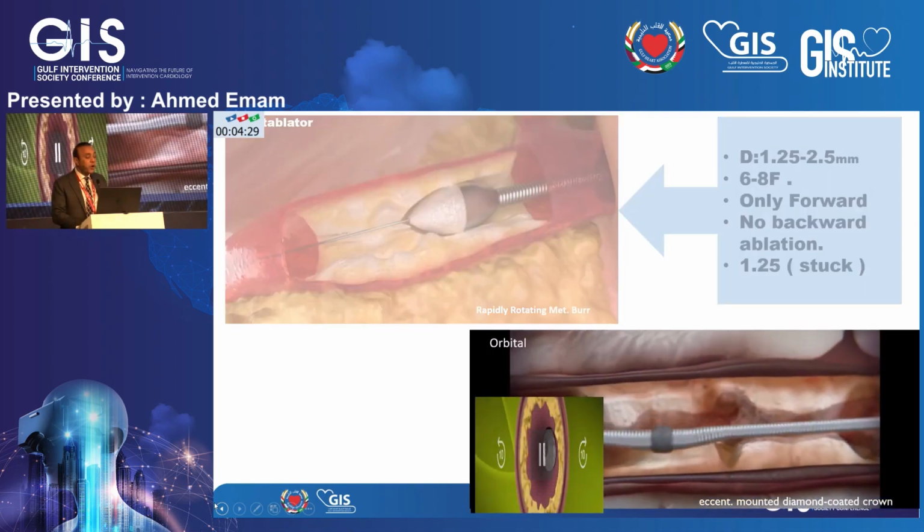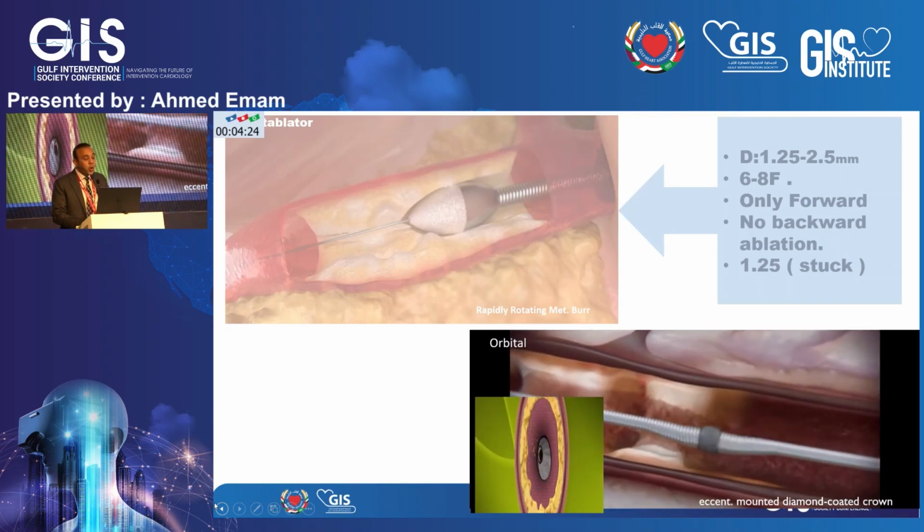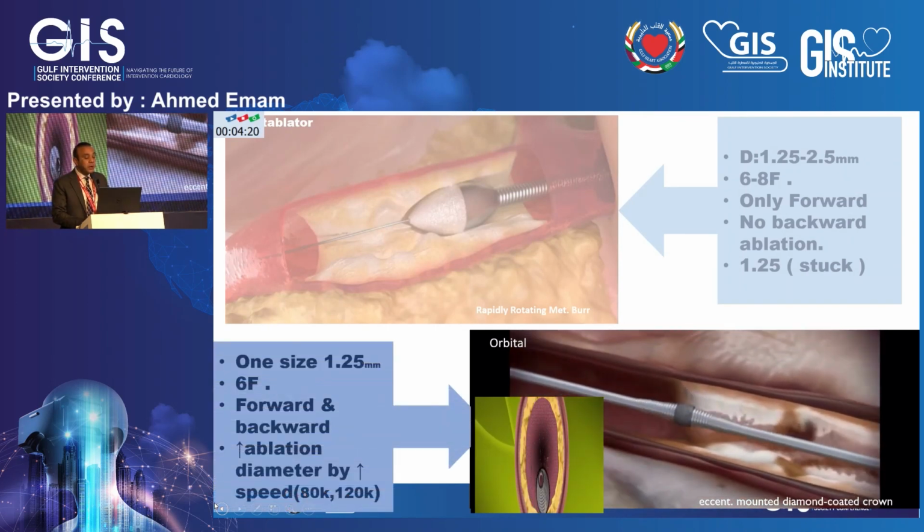The other one is orbital atherectomy, which works with a different mechanism. It orbits around the vessel, different from the rotablator.